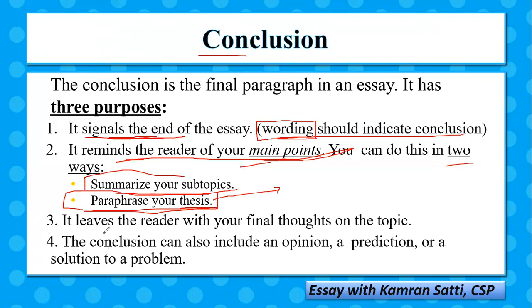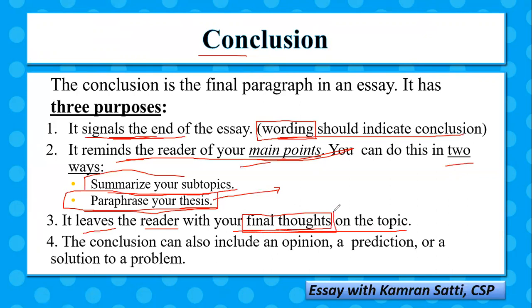Number three, the concluding paragraph leaves the examiner with your final thoughts on the topic, that is, what your original stance was and how you look at it. Basically, it once again reiterates to the reader the stance you have taken. When the examiner is coming to finish reading your paper, he should be reminded once again about your final thoughts on the topic, so that there remains no doubt in his mind that you are very clear about your thought process.